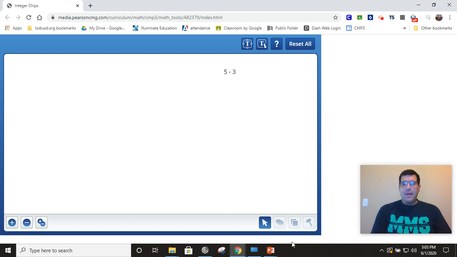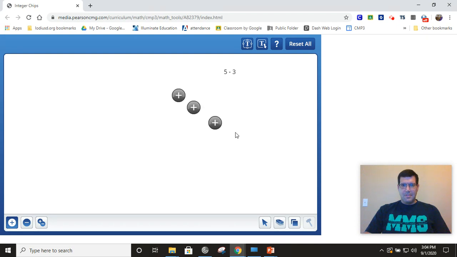Today I'm here to talk about how to do subtraction with integer chips. I'll start with an easy example that you can do in your head, 5 minus 3. Remember, this is positive 5 minus positive 3. This is a subtraction sign. This is not a negative sign with the 3. Because it's between two numbers, it's a subtraction sign.